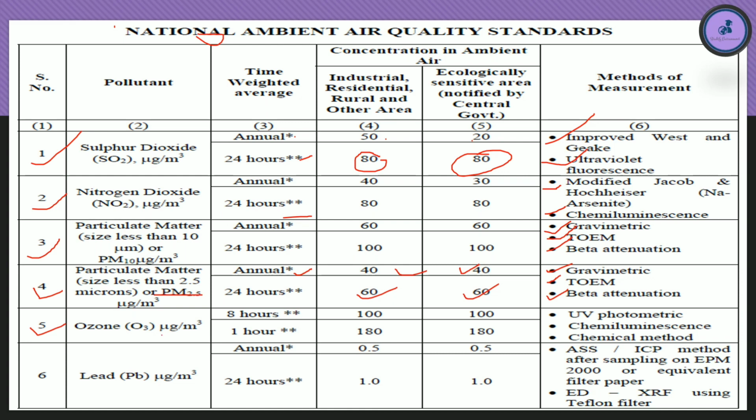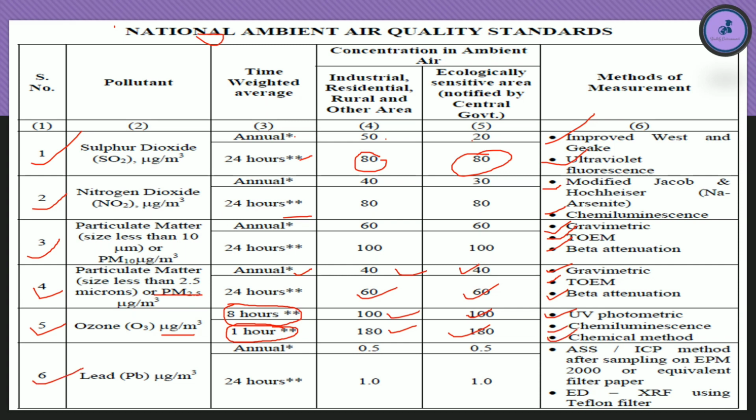Fifth gas is ozone. It is measured in microgram per cubic meter. It is measured over 8 hours and 1 hour. It is not measured on an annual basis. For 8 hours its concentration is 100 and 100, and for 1 hour its concentration is 180 and 180, and it is measured by UV photometric method, chemiluminescence method, and chemical methods.